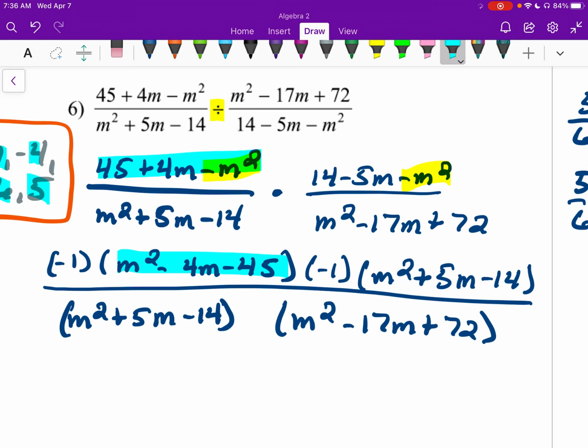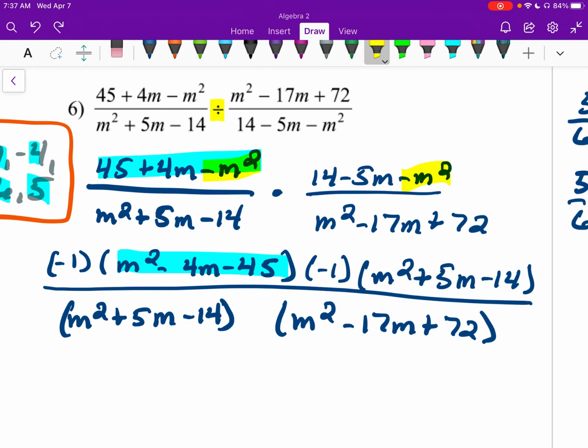Now, notice that on top and bottom, we have something that repeats. We have this and this. If we did not have to list the excluded values, we could go ahead and cancel them now. But we need to list the excluded values, the things that they can't be. So I'm going to have to factor them, and then I can cancel them. Okay? I know that they're both going to cancel completely, but I first need to factor the bottom so that I can figure out what excluded values I have. Something else to see here is that we have a negative 1 and a negative 1. Negative 1 times negative 1 is 1, so we can just cancel those out.